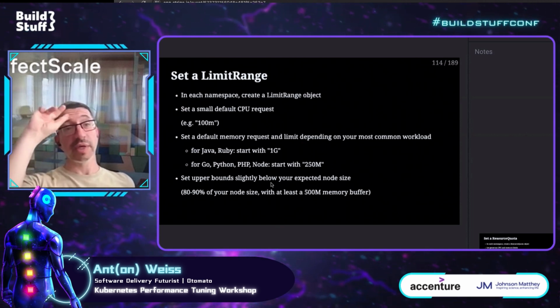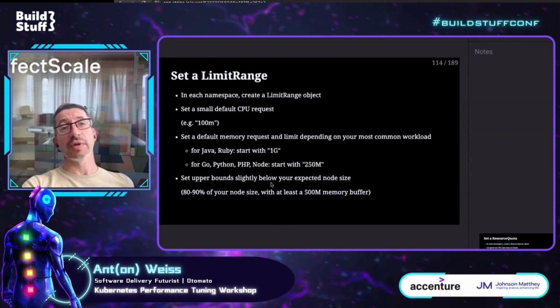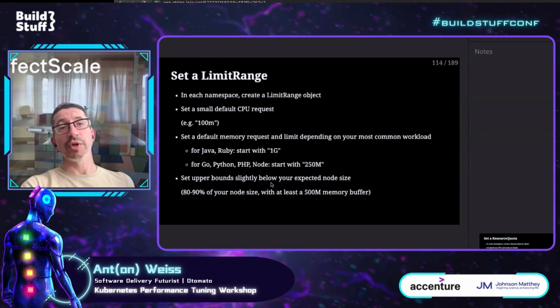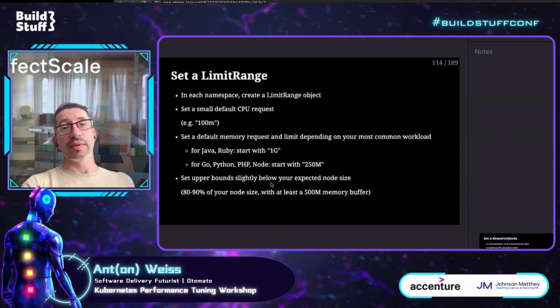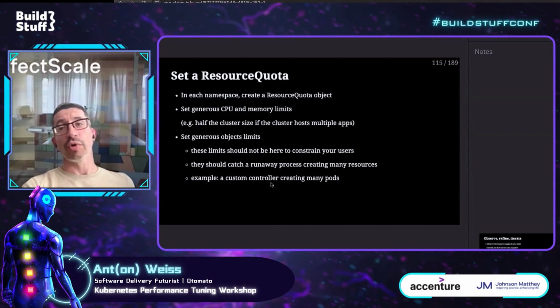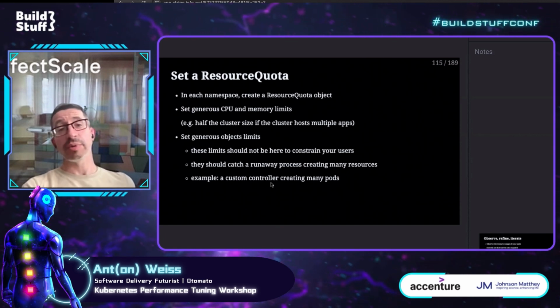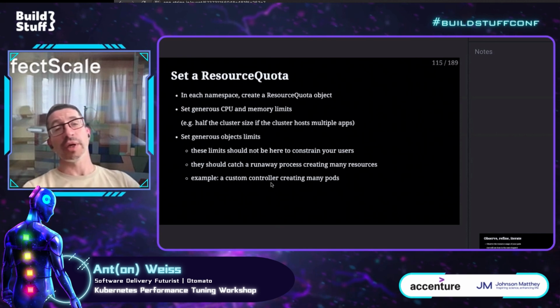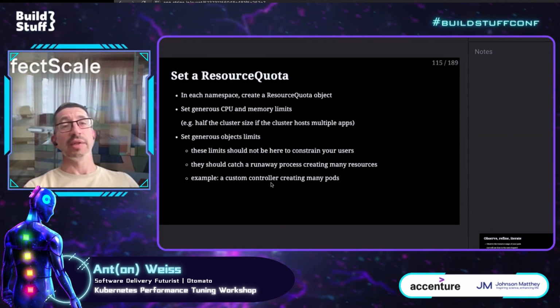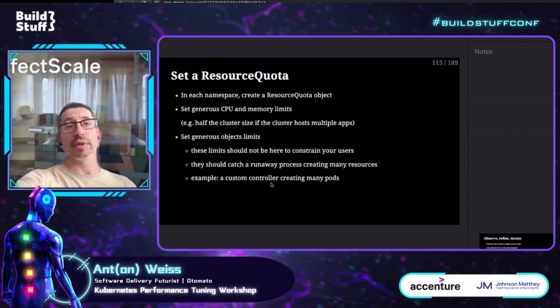Right, and we can even say we're setting a different default for stuff like Java and Ruby because they need more memory, and lower limits for Python, PHP, and Node. And for the upper bounds, set them slightly below your expected node size so that no redundant throttling occurs, or maybe not set CPU limits at all if we're looking at maximum utilization. Then in each namespace, we can create a resource quota object, setting generous CPU and memory limits.